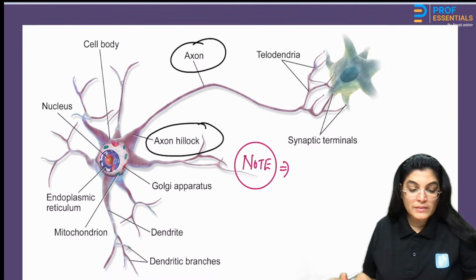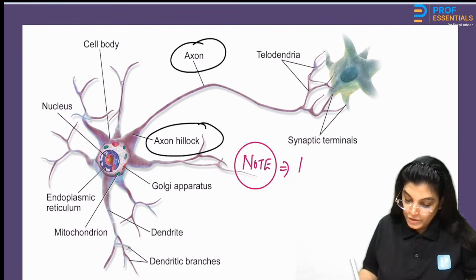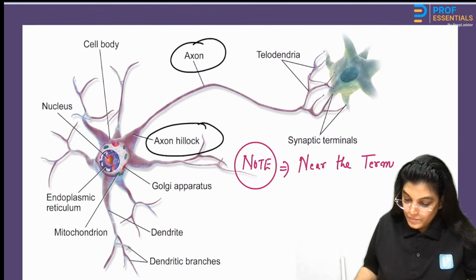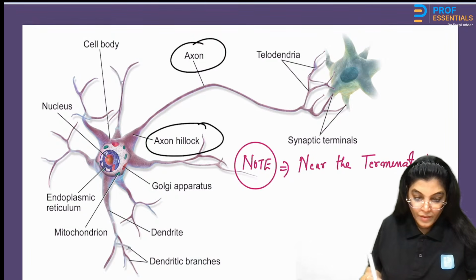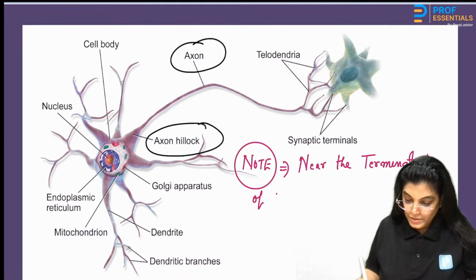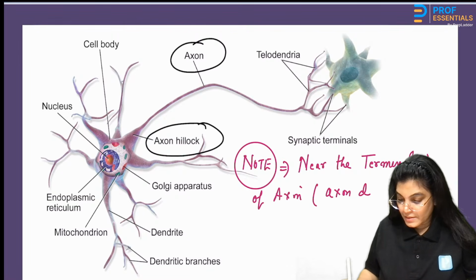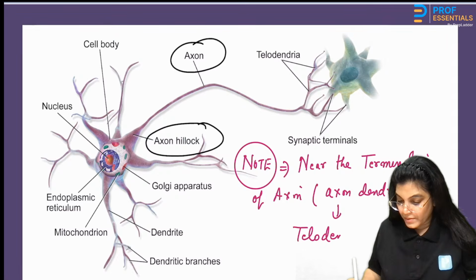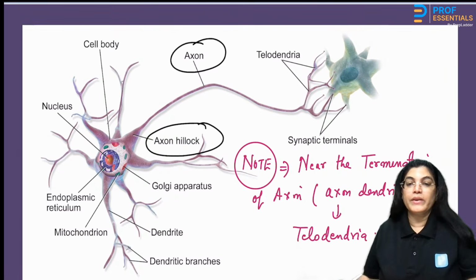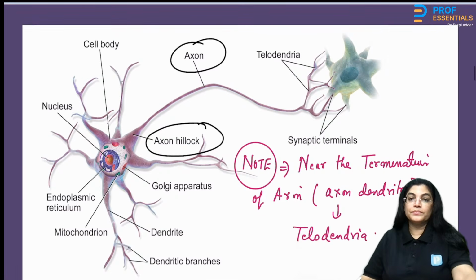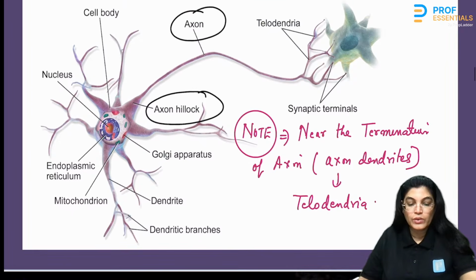That is the termination which happens, so near the termination of axon, dendrites are there, and these axon dendrites are termed as telodendria. What is it called? Telodendria. Okay, this is called telodendria.